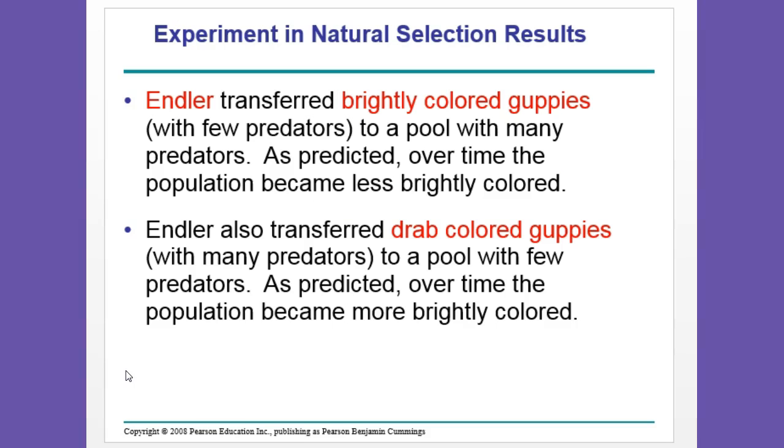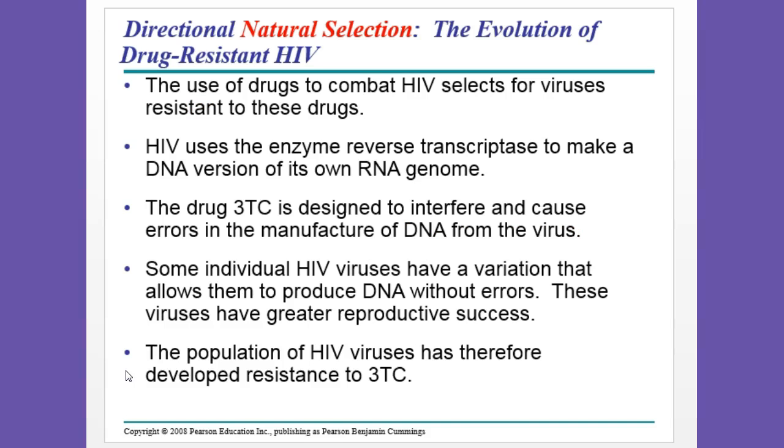This discusses the results a little further. So Endler transferred brightly colored guppies with few predators to a pool with many predators. As predicted over time, the population became less brightly colored. He also transferred drab-colored guppies that had a lot of predators to a pool with few predators. As predicted over time, the population became more brightly colored. So you increase the predators, they get less brightly colored. You decrease the predators, they become brighter colors. Okay?